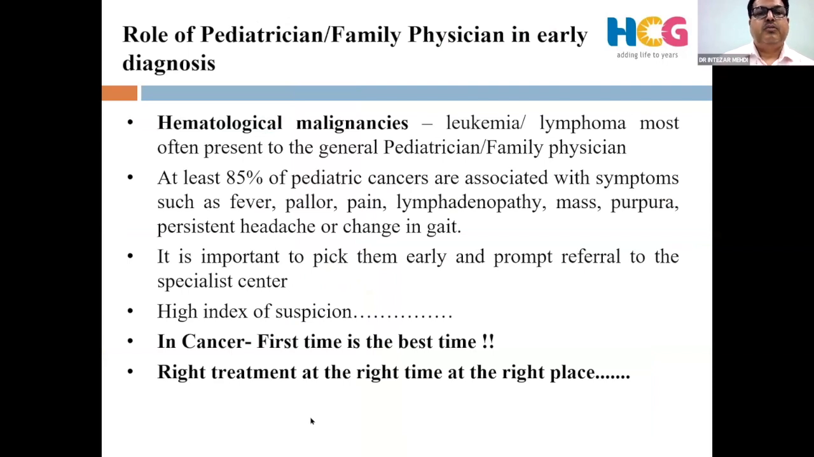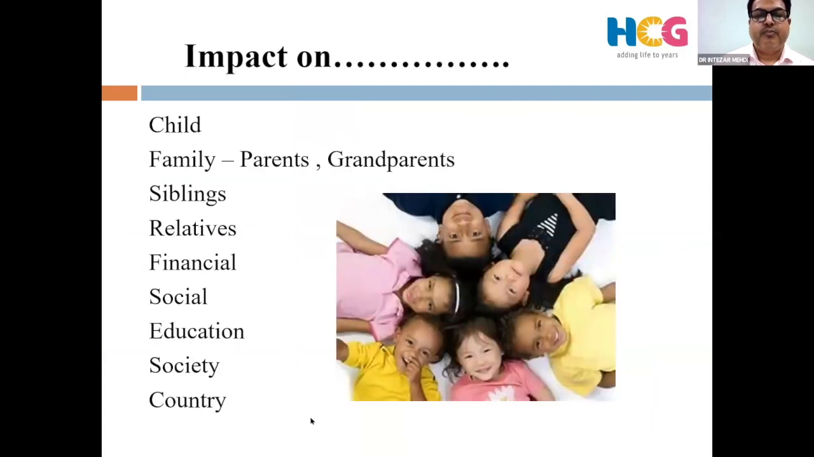Now, majority of the time, hematological malignancies, especially leukemia and lymphoma, most often present to the general pediatrician. Many times, the signs and symptoms are subtle, like fever, pallor, pain, lymph nodes. It's very important to pick them up early and refer promptly to a specialist center. A high index of suspicion is very important. And we always say in cancer, first time is the best time, meaning that the right treatment at the right time at the right place will go a long way in curing.